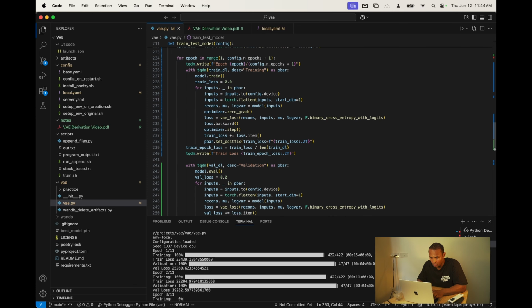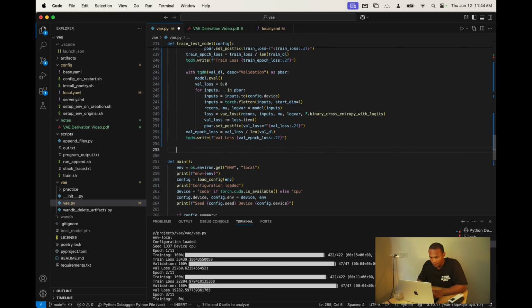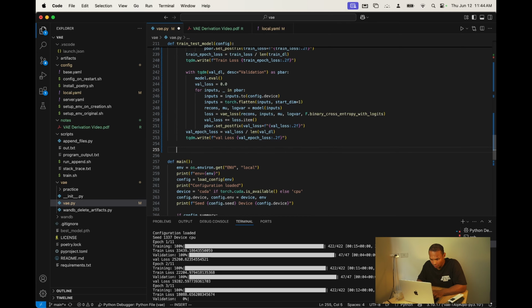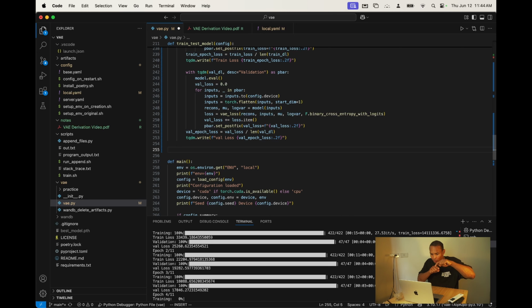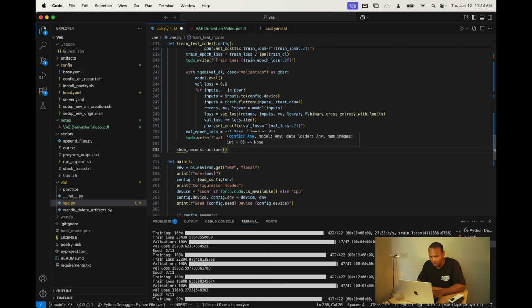This looks good so far. The validation is lower than the training loss, but it seems like they're both tracking down, which is okay. So now we're going to show reconstructions.